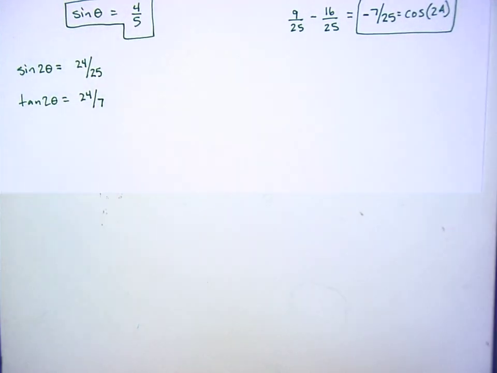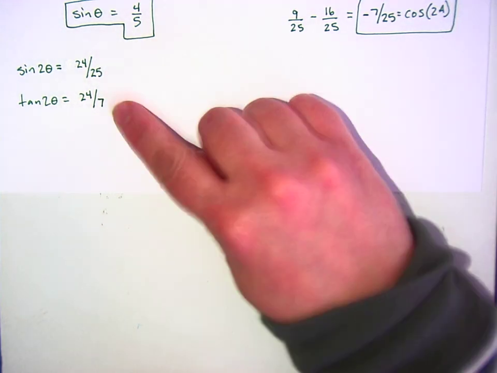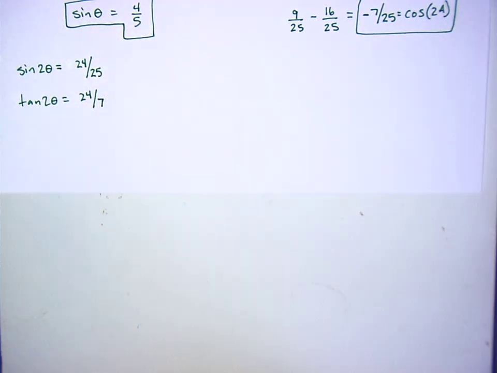Hey, look up, please. Answers. Sine of 2 theta is 24/25. Tangent of 2 theta is 24/7, just so you can check as you go.